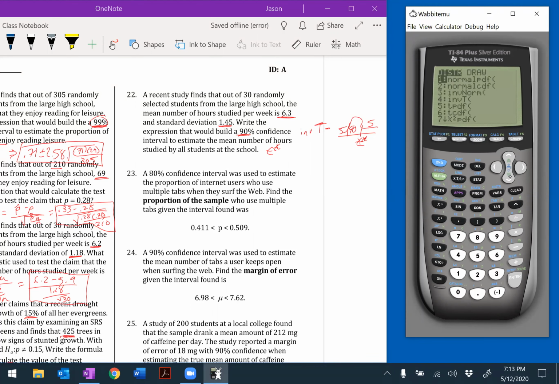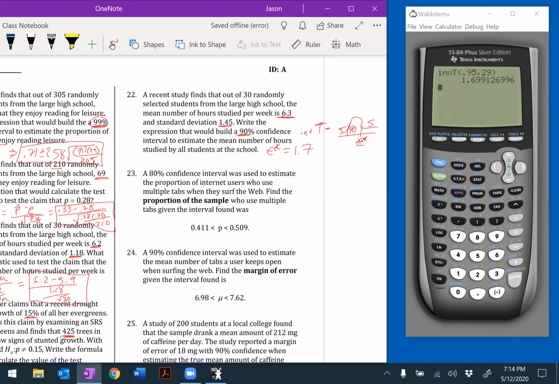Okay, let's redo this. Inverse T. I don't want TCDF. Okay, inverse T. What's the area that I want? I want the area to be 95%, 0.95. What's the degrees of freedom that I want? 29. Paste. Okay, that's more like it. I'm looking at 1.7. T star is 1.7.